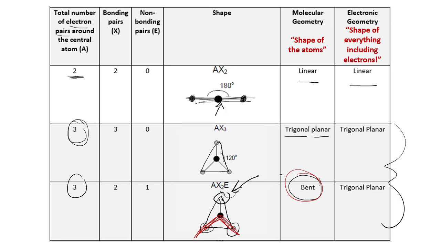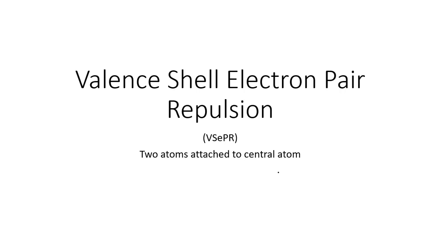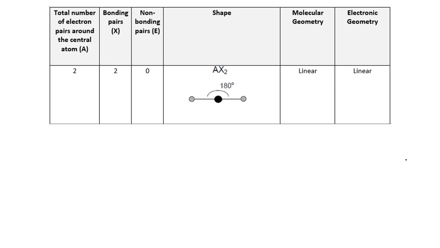Let's look at these examples a little bit more, focusing first on those that have two atoms attached to the central atom. Let's look at carbon dioxide as an example. So CO2, carbon dioxide. Carbon has 4 electrons in its outer shell. Oxygen has 6. There are 2 of them. So 6 times 2 is 12, plus 4 gives us 16 electrons.